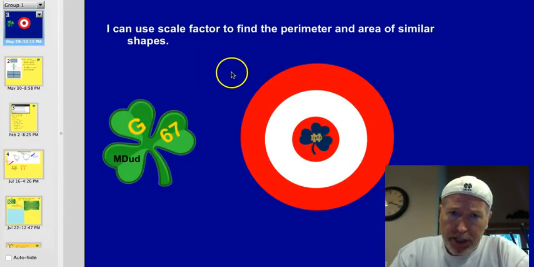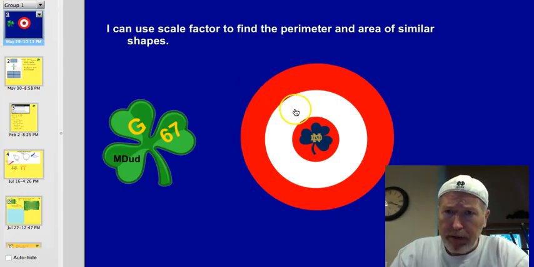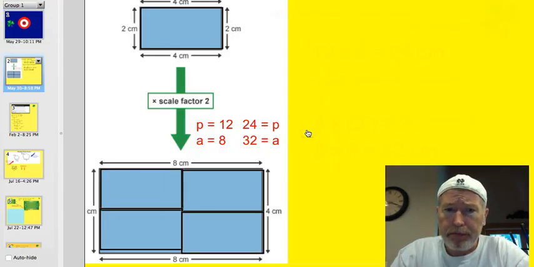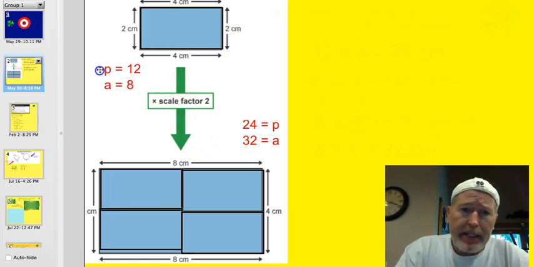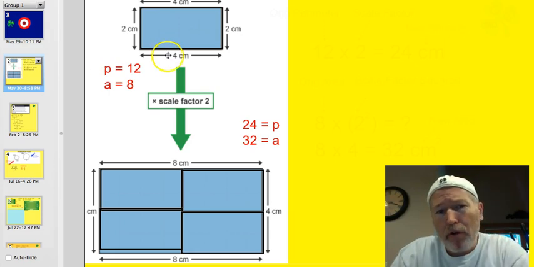Tonight officially our target is: I can use scale factor to find the perimeter and area of similar shapes. Let's do this thing. Let's study these two shapes here. We have these two rectangles and they are similar. This original rectangle here has an area of 8 and a perimeter of 12.